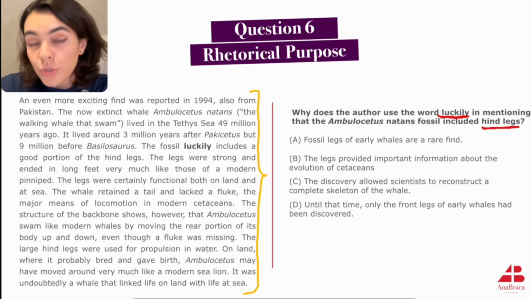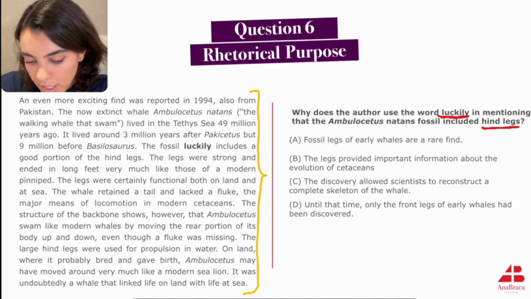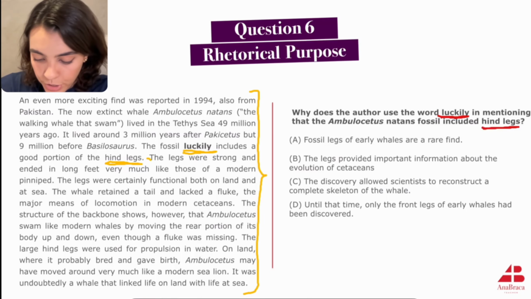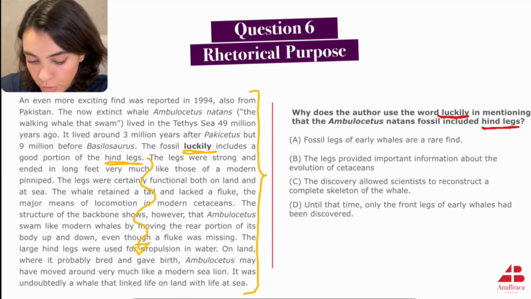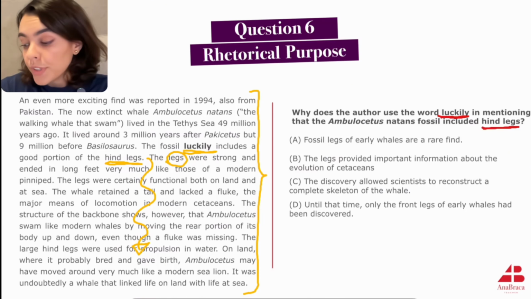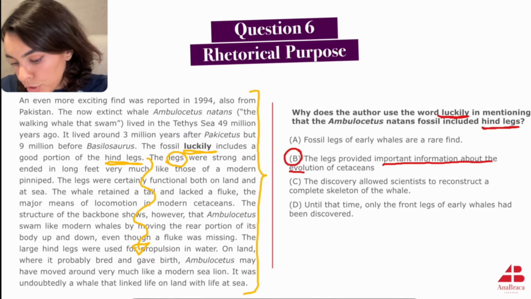So you will find the correct answer. I will show you here where the answer is. The fossil luckily includes a good portion of the hind legs. And here we will have lots of details when we continue reading it. You will have lots of details related to the legs. So the correct answer here would be letter B. The legs provided important information about the evolution of cetaceans.